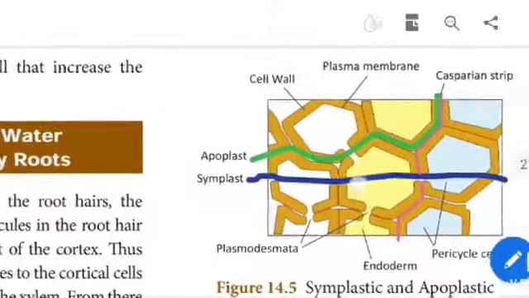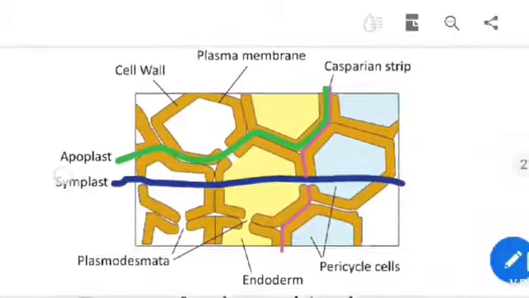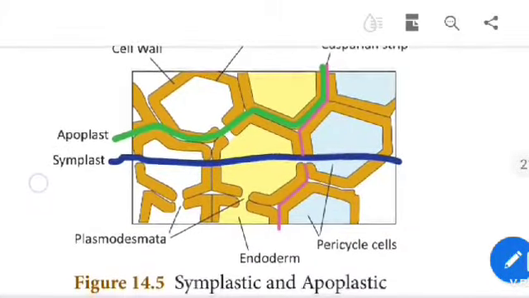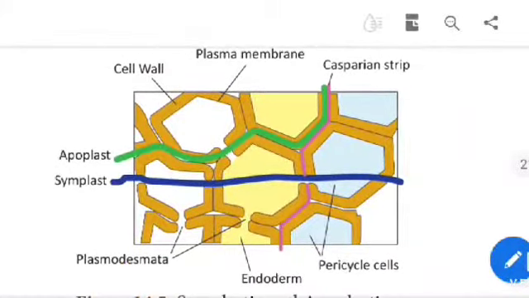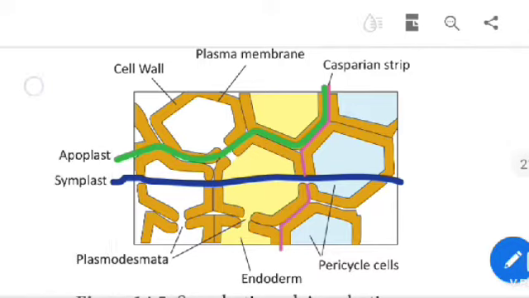See the picture. Symplast and apoplastic pathways of water. See, in the apoplastic pathway, transport is carried out through the intercellular spaces. In the symplastic pathway, intercellular transport occurs with the connection of plasmodesmata.